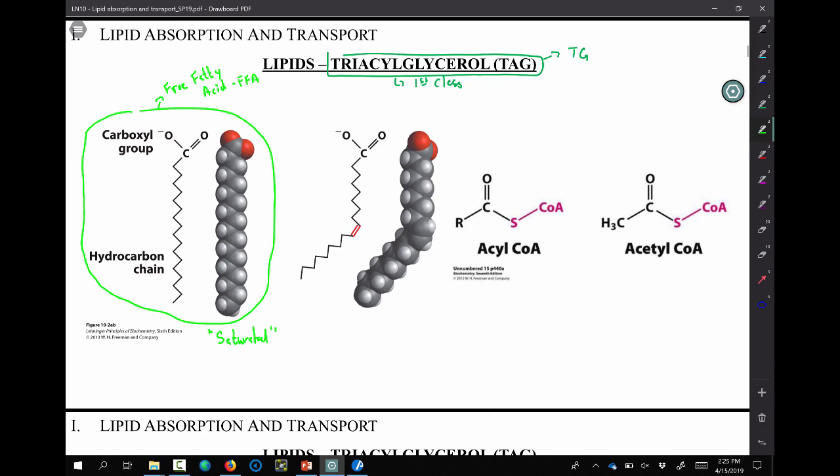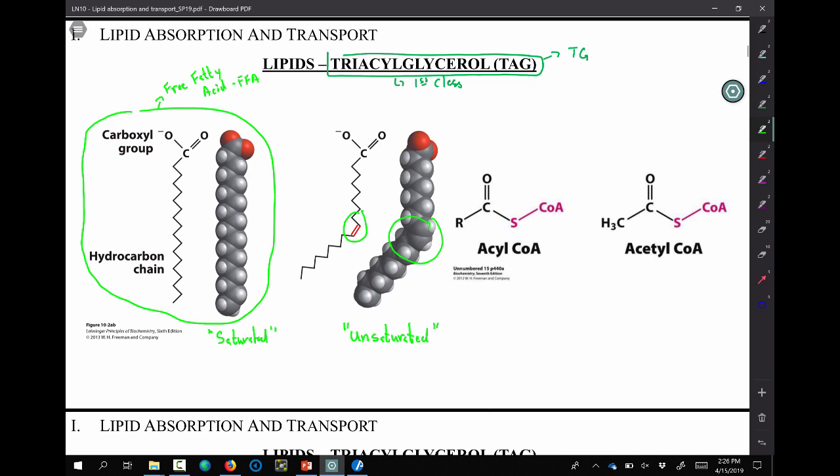Over here, we'd have another free fatty acid. It has a double bond in it. It produces this kink in the molecule. This would be unsaturated. We would say it's monounsaturated because there's only one double bond, and it happens to be a cis double bond. Cis double bonds are what we find in naturally occurring lipids. You don't really find trans double bonds in naturally occurring lipids. So generally speaking, cis.